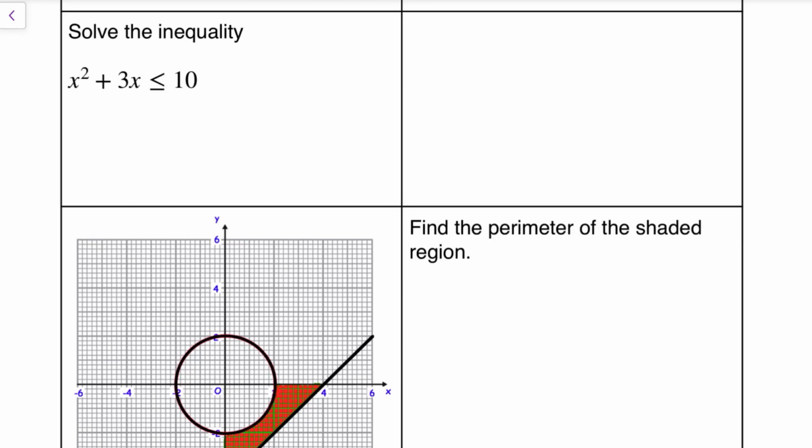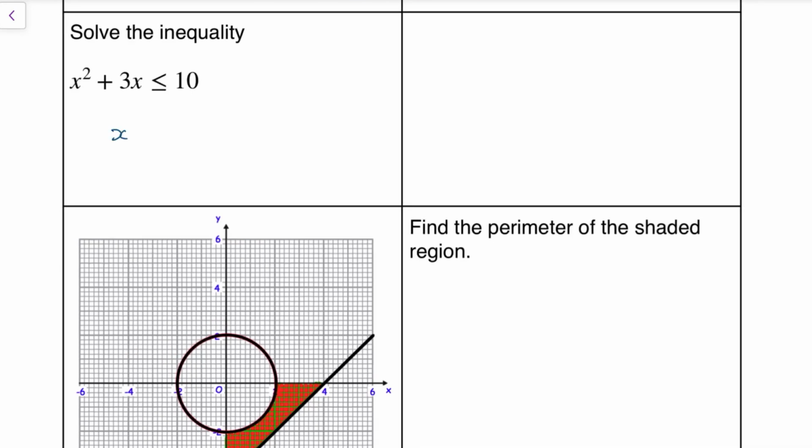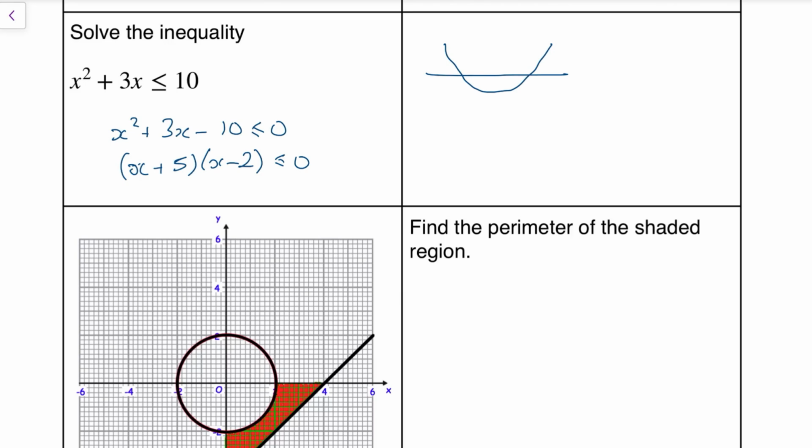Right, next question. Solve the inequality. Okay, obviously it's a quadratic, which means you have to do the quadratic inequality technique. If I rearrange it, I now have a quadratic. If I factorize it, that gives me x plus 5, x minus 2 is less than 0, which means my solutions are minus 5 and 2. Now what does it want? I want all values that are less than, in other words, underneath the axis. So I want all these values here, and those values exist between minus 5 and 2.